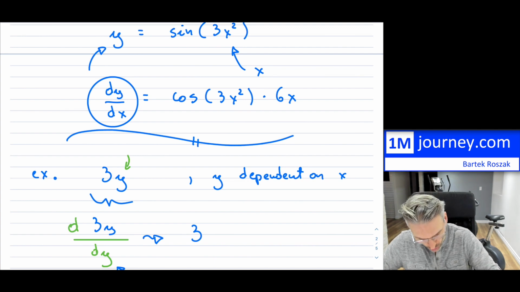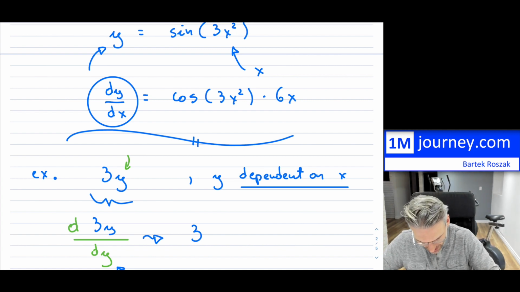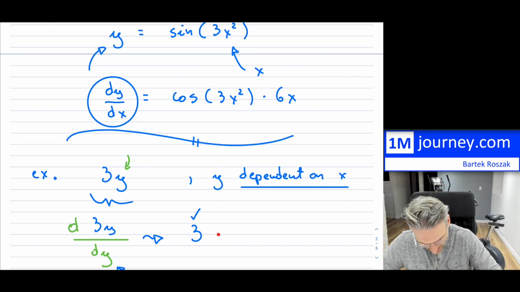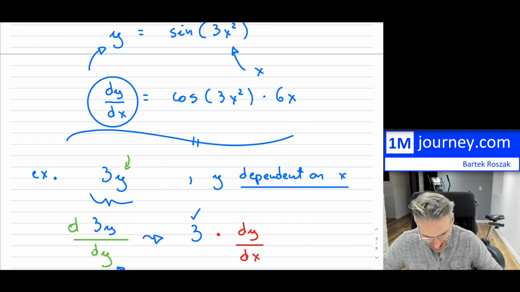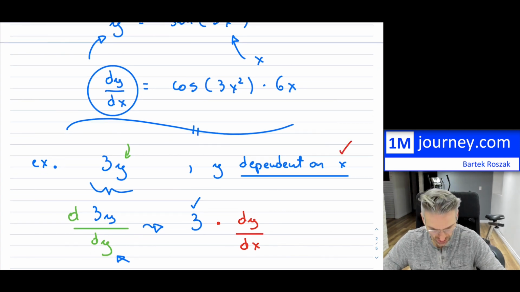But if we are told that y is dependent on x, then this is the derivative of the 3y, but we would have to multiply this, like we would in the chain rule, by the derivative of what is inside, that y. Now, that y is dependent on x. So that means that we would say, okay, this is multiplied by dy/dx. And that is now the derivative of the 3y, if it is dependent on x.